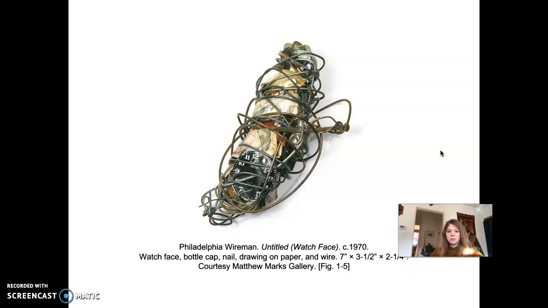So this is a piece by the Philadelphia Wireman. It's called Untitled, or Watch Face, from 1970. It's basically a mix of media. So we're talking about media again here, mixed media: bottle cap, nails, paper, wire. This thing is only 7 inches long and about 2.5 inches wide.